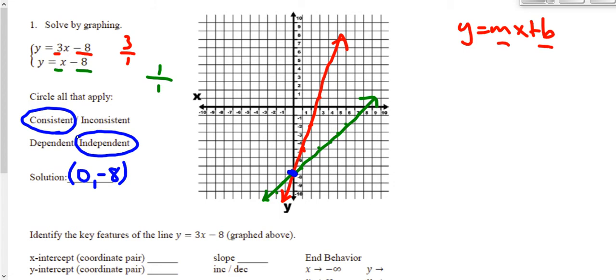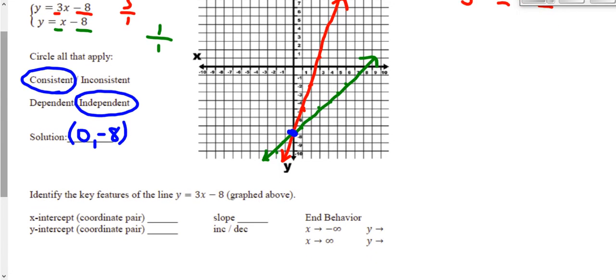Let's go ahead and identify the key features of these functions. All right, so we have to identify the key features of the function 3x minus 8, which is the one we graphed in red. The easiest key feature to see is the y-intercept, which is that solution, that 0, -8. And we can see the slope really easily as well. That was the number 3 that we saw in our equation right there.